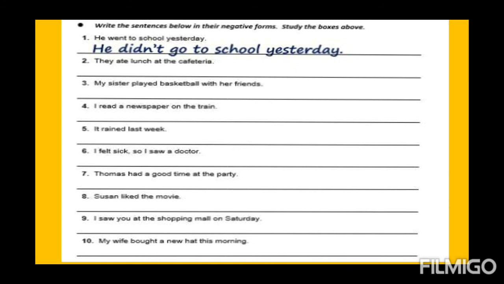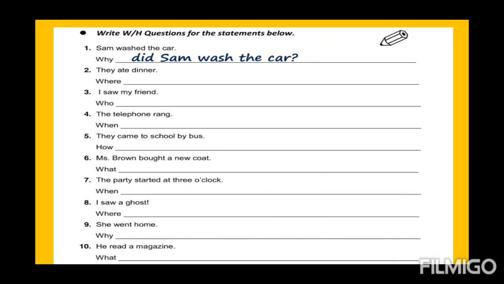My sister played basketball with her friends. How do you form negative? So my sister didn't play basketball with her friends. I read a newspaper on the train. So I didn't read. The same spelling, different pronunciation, of course. It rained last week. So it didn't rain. Whenever you have didn't, you have to put the base form of the verb. You're going to complete the rest of the sentences here.